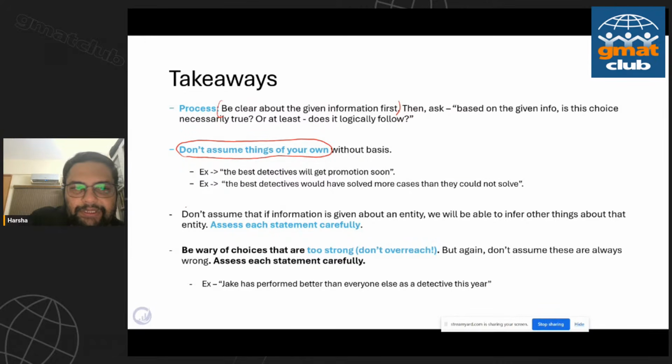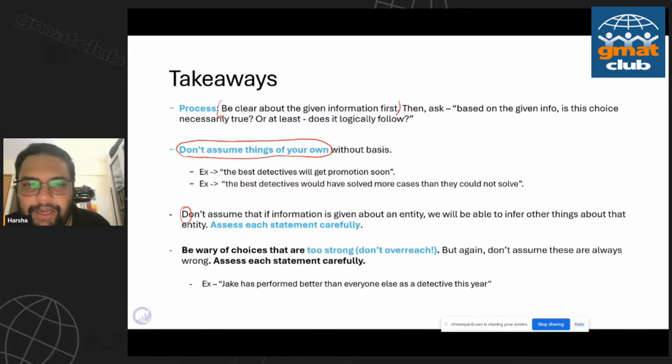Another thing is, in terms of pattern, there's one thing we did here. I gave you information about this entity, this person called Jake, and I asked you a ton of questions about Jake. It would be foolish of us to assume that just because I'm asking you things about the same entity, I can infer things. Nothing like that. Just assess each statement carefully, right?